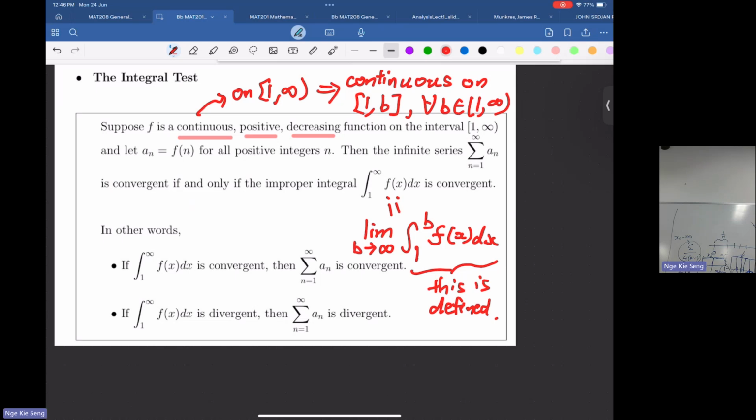So the content here is: if this upper sum converges, then the area under the graph also converges. If the area under the graph converges, the upper sum also converges. Make sense? Okay, the upper sum also converges.